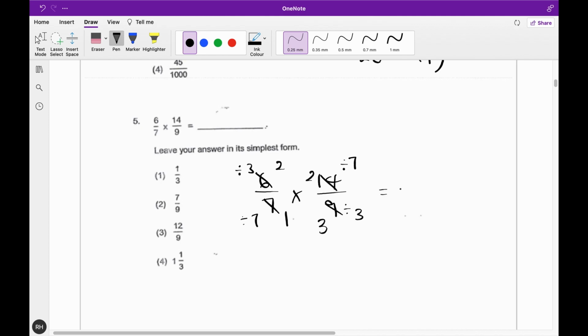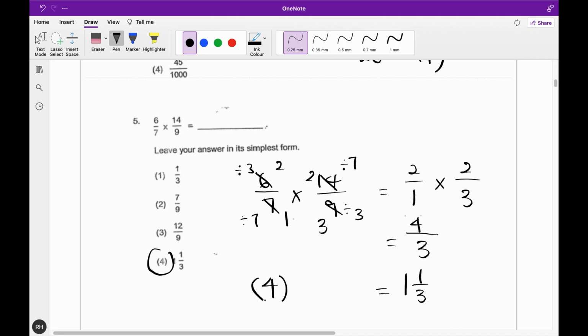So if we write everything out, it's the same as 2 over 1 times 2 over 3. And then we can just multiply directly. So 2 times 2 will give us 4, and 1 times 3 will give us 3. In other words, 4 over 3, and we'll leave it in the simplest form. This is equal to 1 whole, 1 out of 3. Answer is option 4.